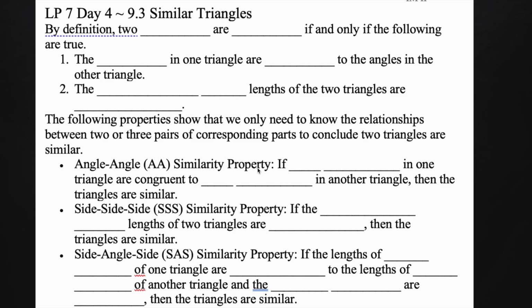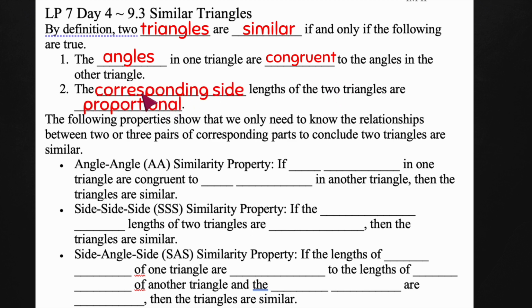In this video, we're going to go over how to determine whether or not triangles are similar based on a few theorems that we're going to take a look at here. So remember, by definition, two triangles are similar if and only if the following are true. The angles in one triangle are congruent to the angles in another triangle, and the corresponding side lengths of two triangles are proportional. So we have these following properties that we only need to know the relationships between two or three pairs of corresponding parts to conclude that triangles are similar.